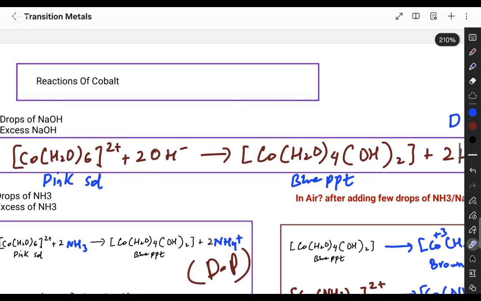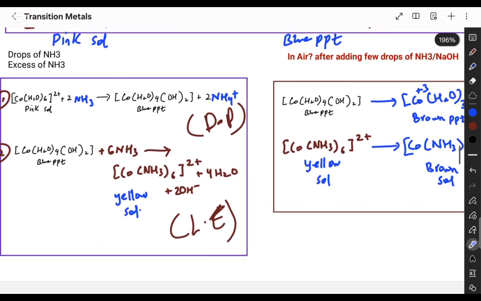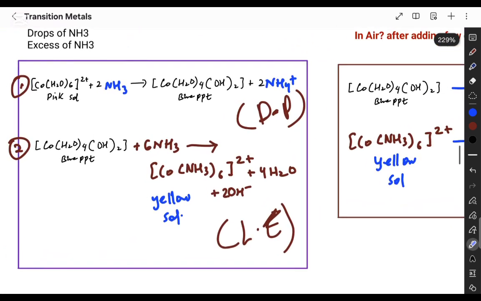The only transition metal element that reacts with NaOH, excess NaOH, is just zinc. That's it. The rest of them don't. Right? So then we have again cobalt, dihydroxo tetra aqua cobalt, and that's a blue precipitate.